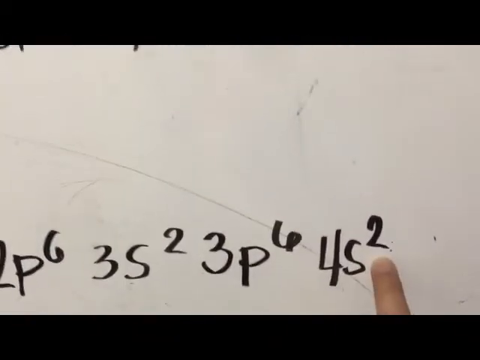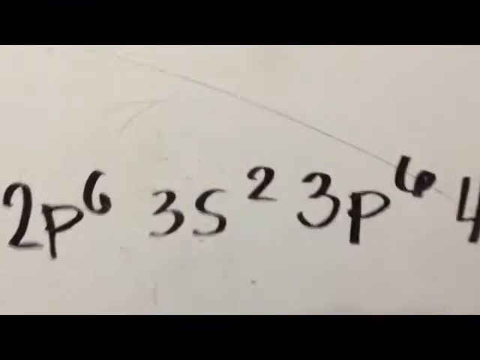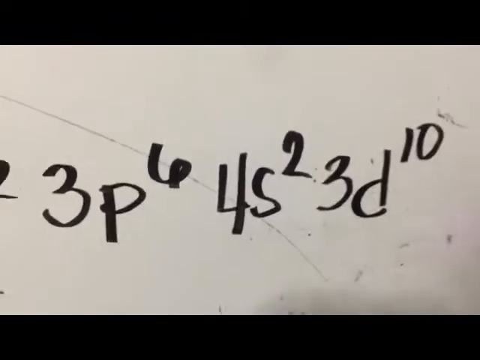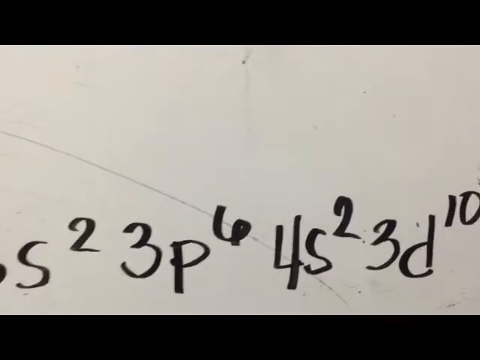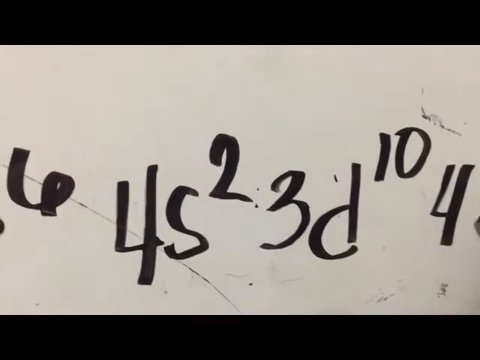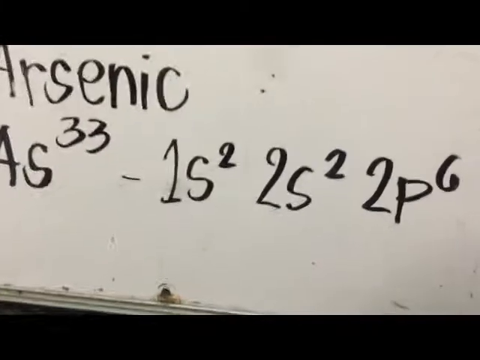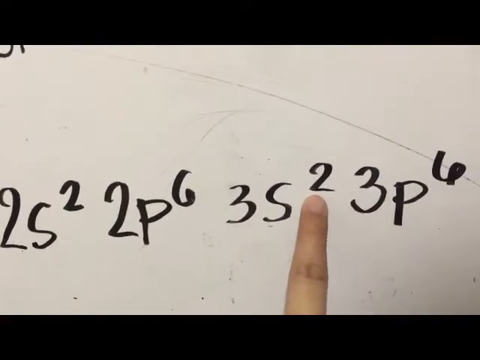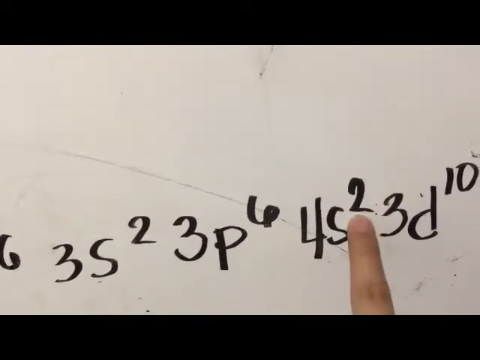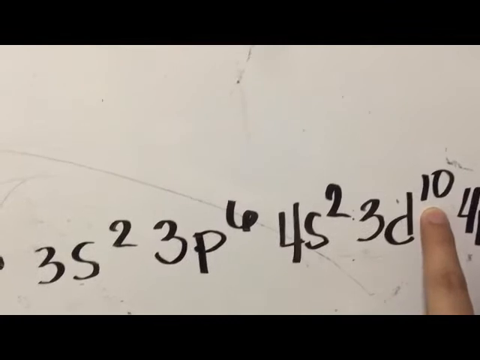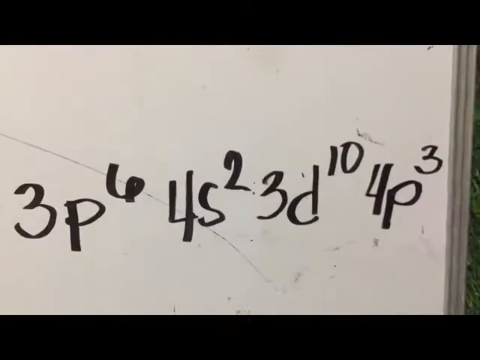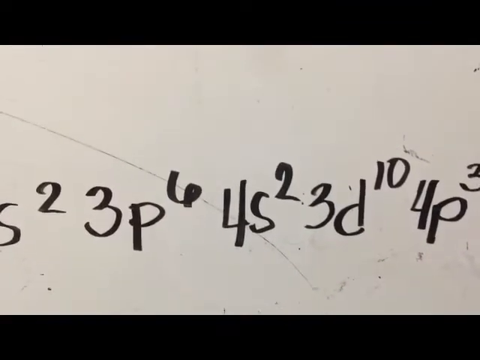Okay? After ng 4s2 ay 3d10 na. Okay? So, we have 3d10. Okay? After ng 3d10 ay 4p. Okay? So, we have 4p. Okay. Ilan na yan? Bilangin muna natin. 2, 4, 10, 12, 18, 20, 30. Ilan lang kulang natin? Okay, 3. Okay. So, all in all, we have 33 electrons.